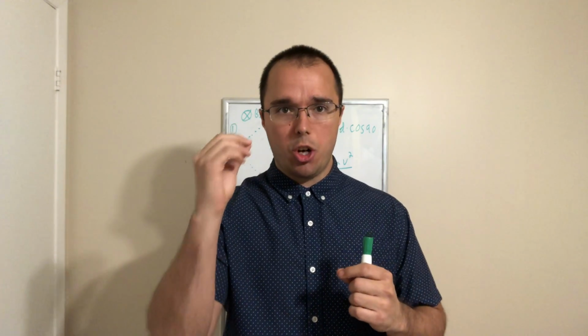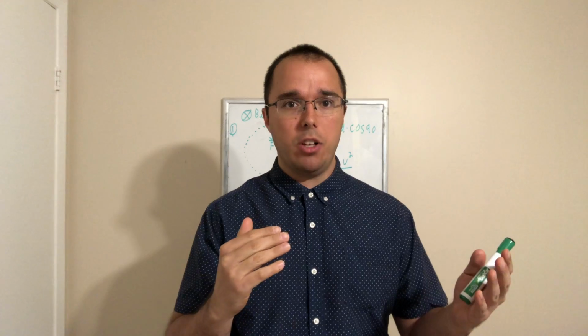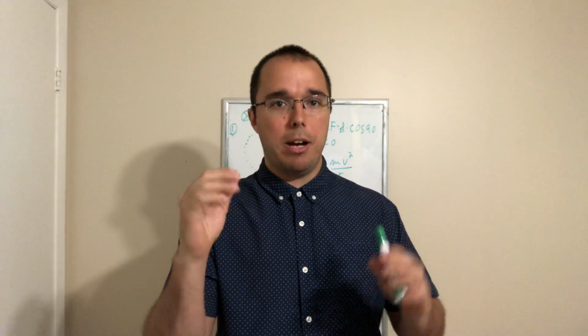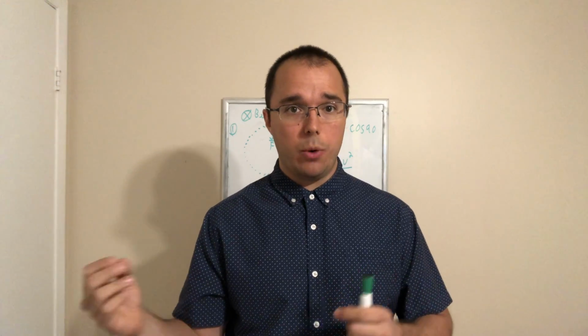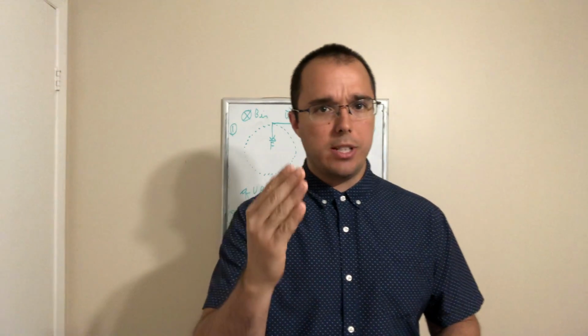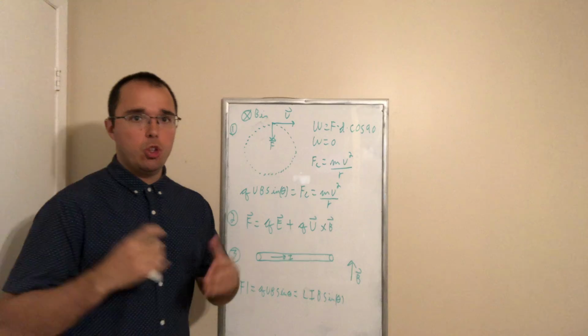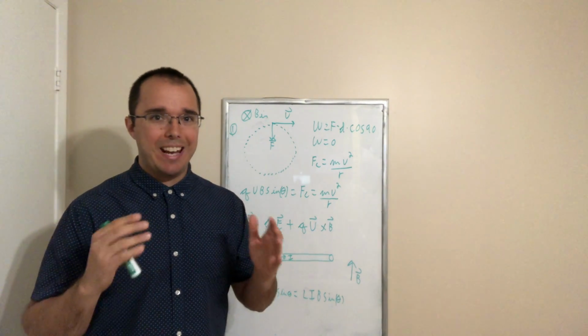Alright, this is the second video on the introduction to chapter 8. We are going to be talking about the motion of a charged particle moving in a magnetic field. We are also going to be talking about the Lorentz force and finally the magnetic force on a current carrying wire. So first thing first, let's talk about the motion of a charged particle in a magnetic field.